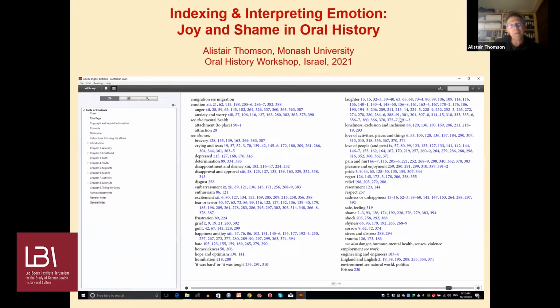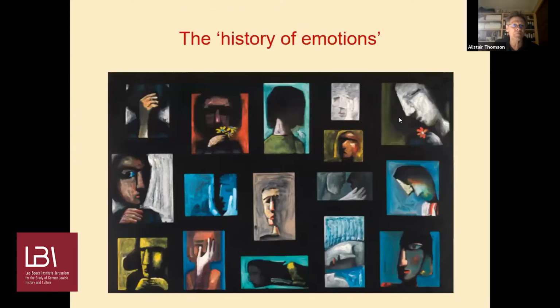think about what we might begin to learn when we both index but also explore and interpret emotion in oral histories. I'm going to share some examples of joy, and also I'll probably focus more on shame, because the stories of shame are very powerful and very intriguing and raise all sorts of interpretative issues. So let me start briefly with the history of emotions.